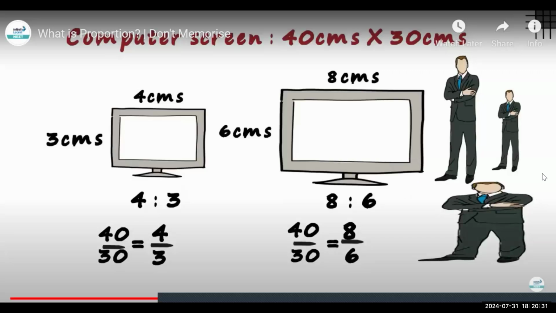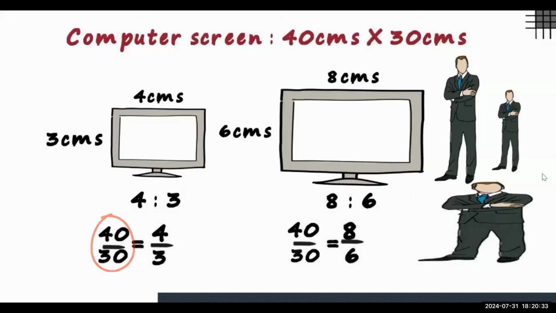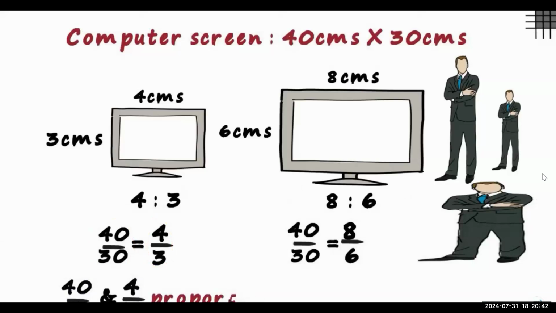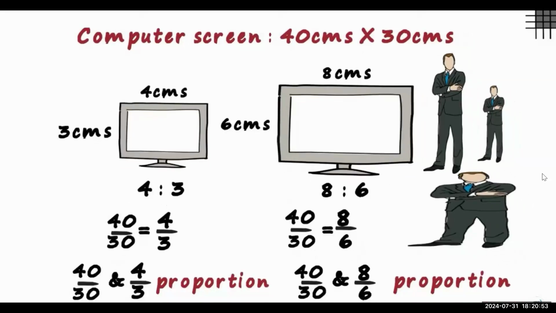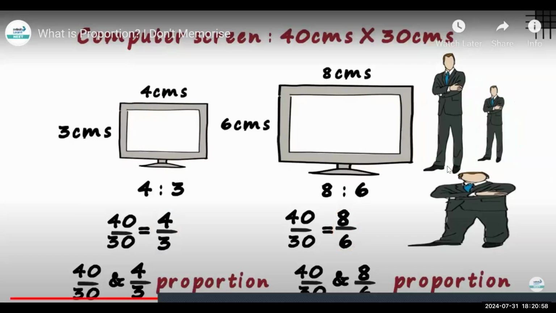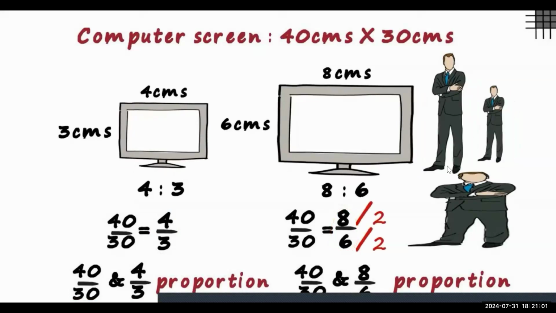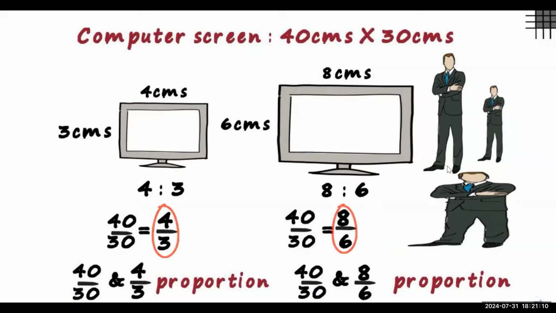Now let's get back to our first example. Since 40:30 and 4:3 are equal ratios, we say that 40:30 and 4:3 are in proportion. And similarly, 40:30 and 8:6 are also in proportion. If you observed well, you'd say even these two ratios are equal. If we divide the numerator and the denominator of this ratio by 2, we get 4:3. Hence, we say that the ratios 4:3 and 8:6 are also in proportion.